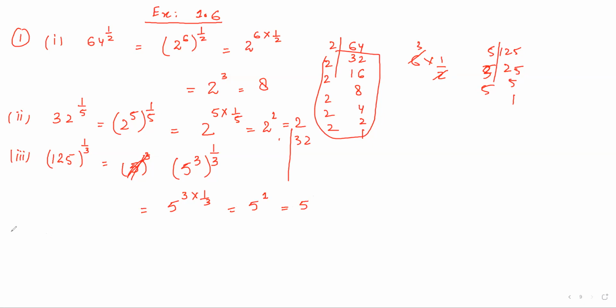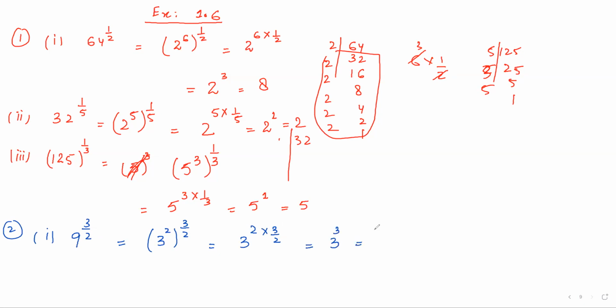Quickly do the second question also. First part, you have 9 to the power 3 by 2. How can you write 9? 9 can be written as 3 to the power 2, since 3 into 3 is 9, and then 3 by 2. Again, the powers will get multiplied. So 2 into 3 by 2. 2 will get cancelled out. So 3 to the power 3.